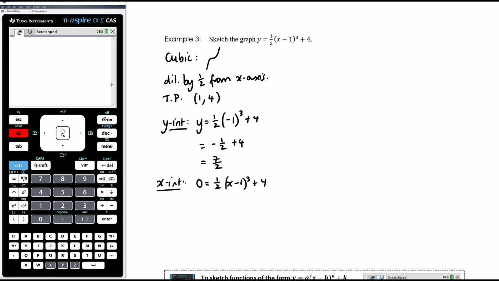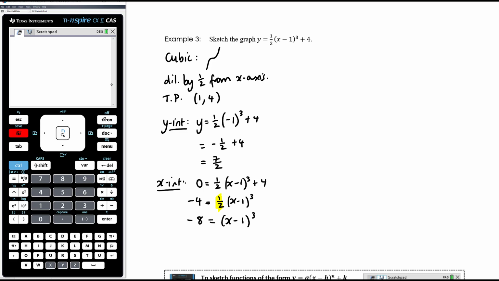So in this case, we're going to subtract 4 from both sides. And then the opposite of multiplying by a half is to divide by half, which is to multiply by 2. So we're doubling both sides. That's a common error students make. They really struggle when there's a half here that they're trying to undo. The opposite of halving something is not to halve it again. It's to double it. So negative 8 equals x minus 1 cubed.